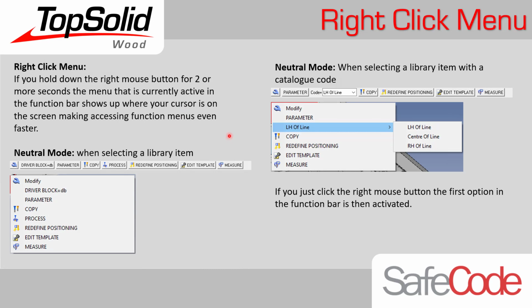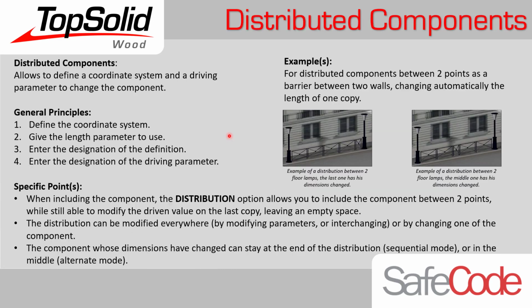Alright, moving on. Distributed components. Although many of you do use distributed components, many customers aren't aware of them and what they can do. So distributed components are, again, library items that work between two given points, and it's for distribution of volumes. Now these volumes do not get exported to cutting list or to drafting. They remain purely as a design tool.